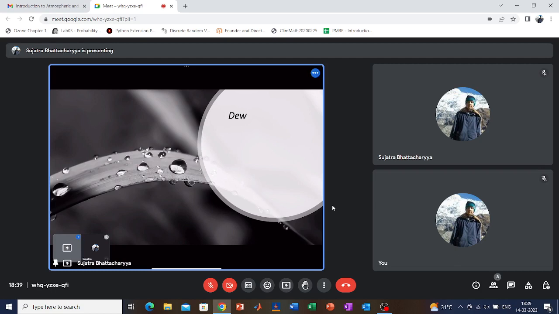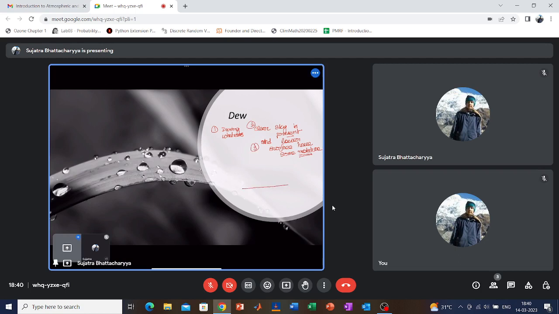What happens is that in a clear sky during winters, when the clear sky is present and the lower surface has some moisture, there are three things. One is that during the winters it should be cool and a clear sky should be present. This is the second condition. The third condition is that some moisture must be present on the lower surface.